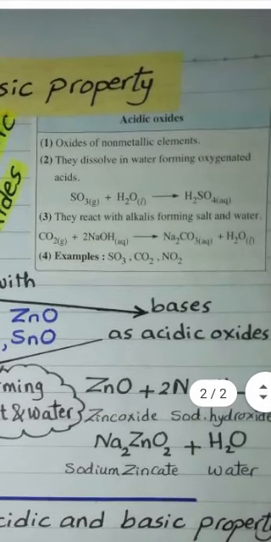On the other hand, in acidic oxides, when a non-metal reacts with oxygen, it forms non-metal oxide. The non-metallic oxides are called acidic oxides because they dissolve in water, forming acids. For example, sulfur trioxide SO3 reacts with water to form sulfuric acid. Also, carbon dioxide CO2 reacts with water, forming carbonic acid.